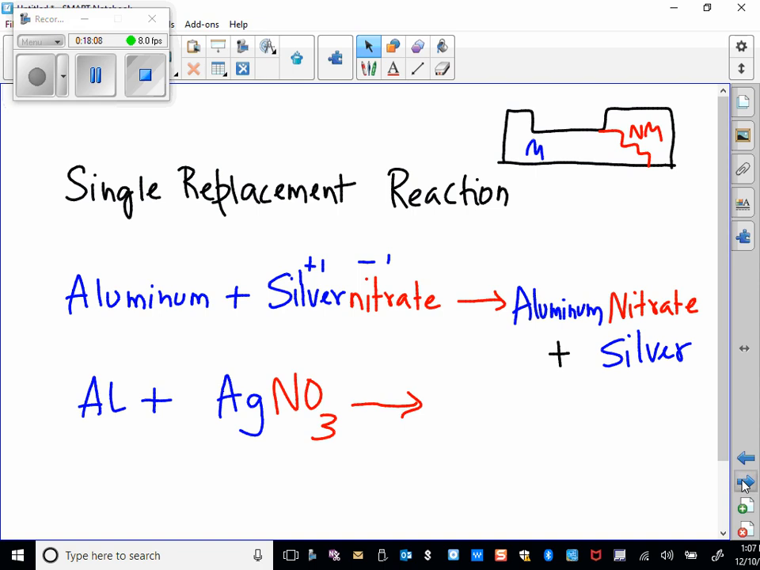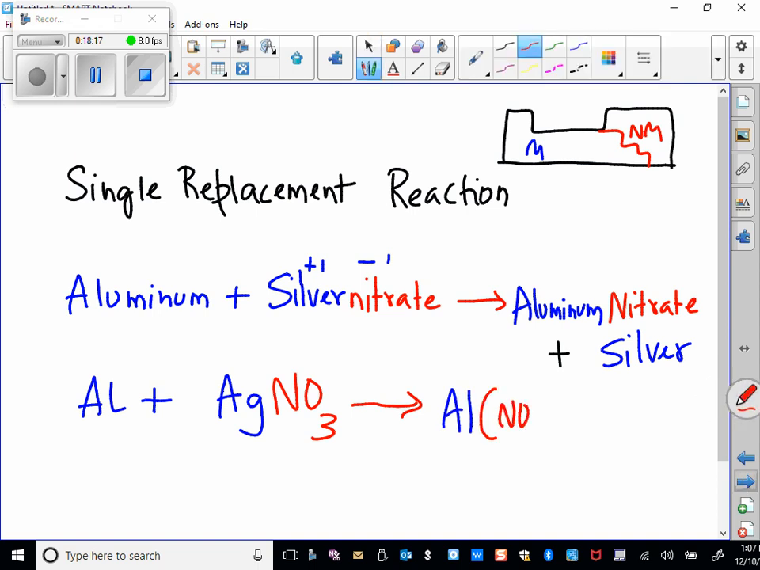Nitrate. Al(NO3). And what do you have outside? 3, plus Ag.